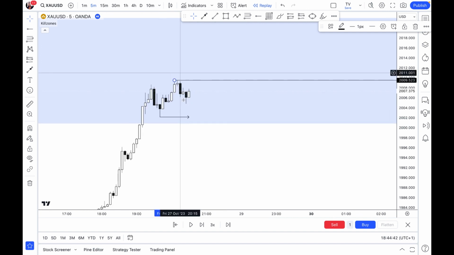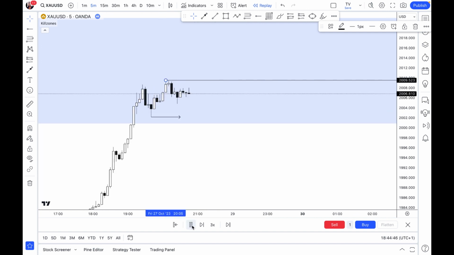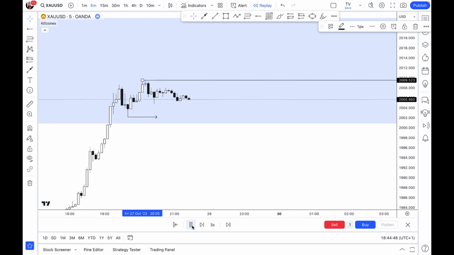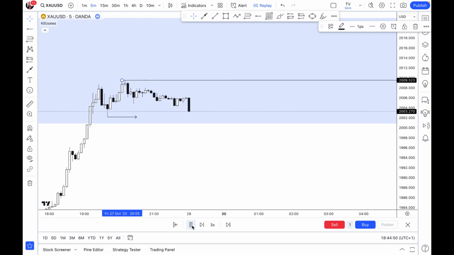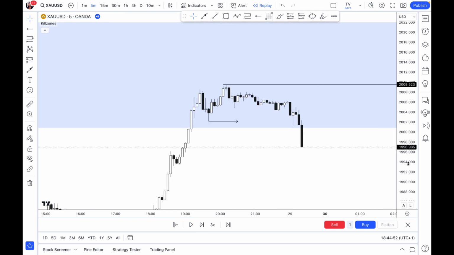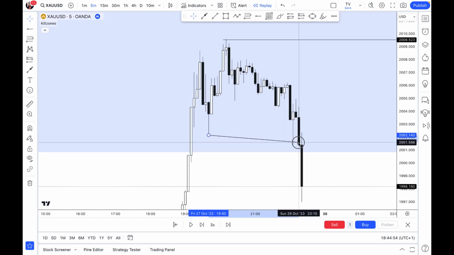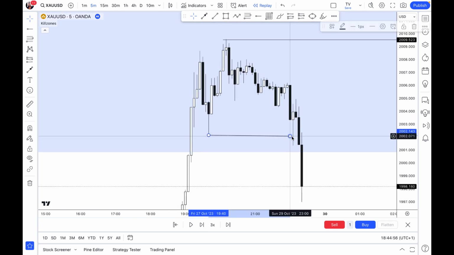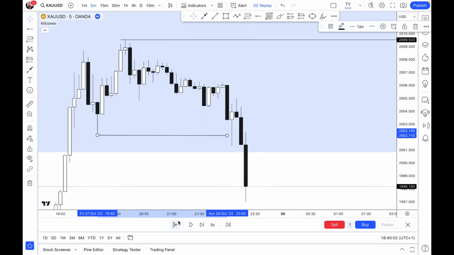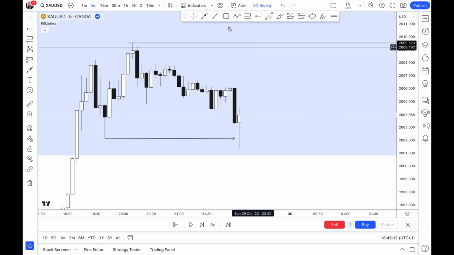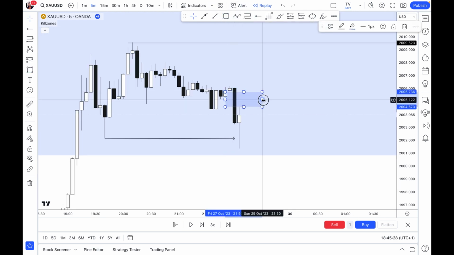Before we can sell this market, we need to see a break below this low. So let's see, are we going to break below that low? Yes, and as you can see, market has broken below this low right here. And when market broke below that low, market left behind this imbalance right here.